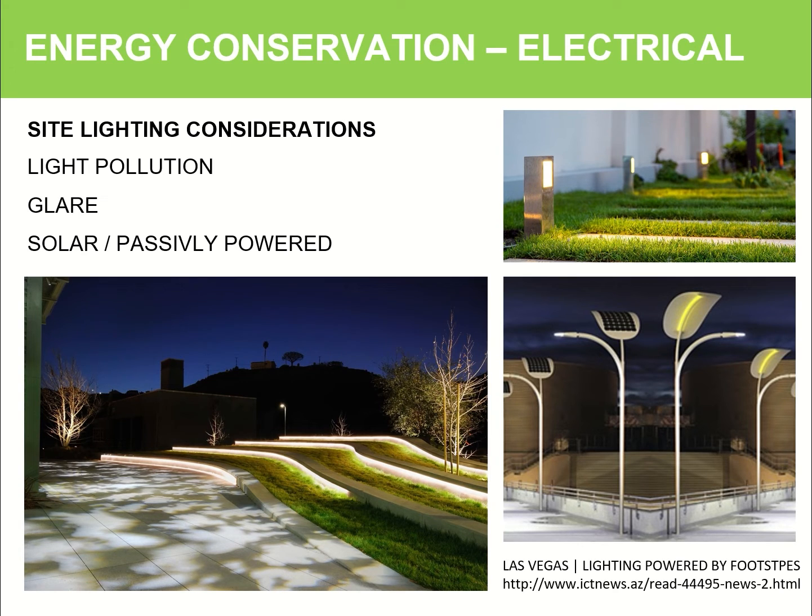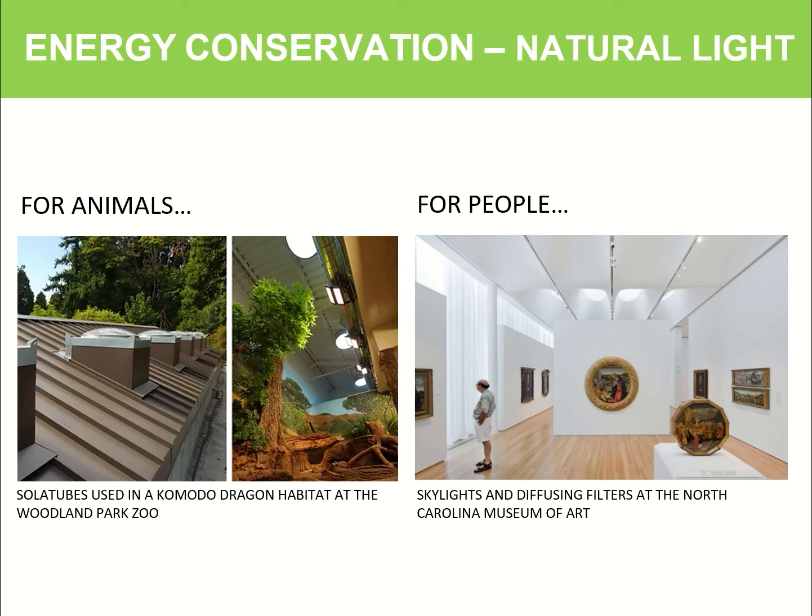With all these lighting and electrical considerations, we can also look at whether or not we truly need lighting in a space. There are phenomenal ways to bring natural light into a building, such as with solar tubes or skylights. Some of you may have been in the NCMA and not even noticed that it's mostly naturally lit. It's only in the evenings that they really use their track lighting.